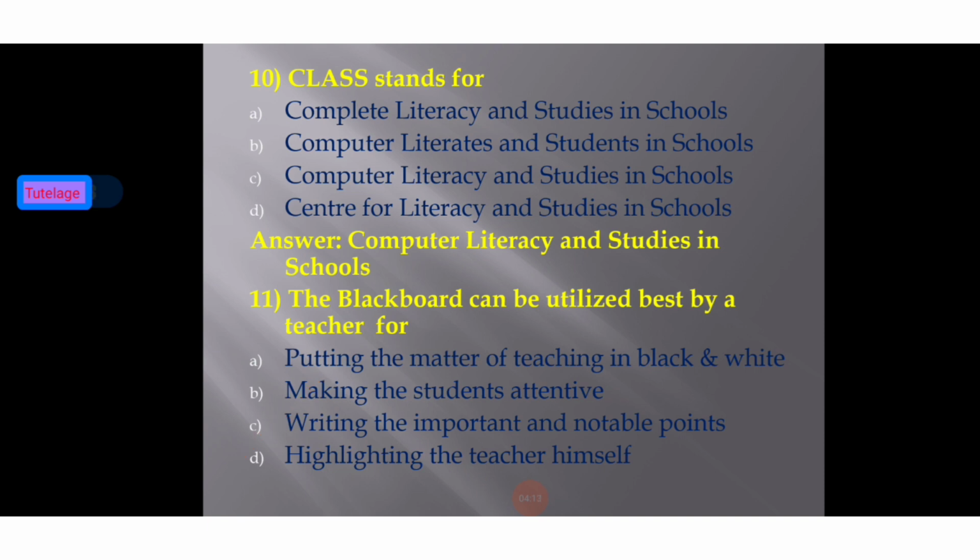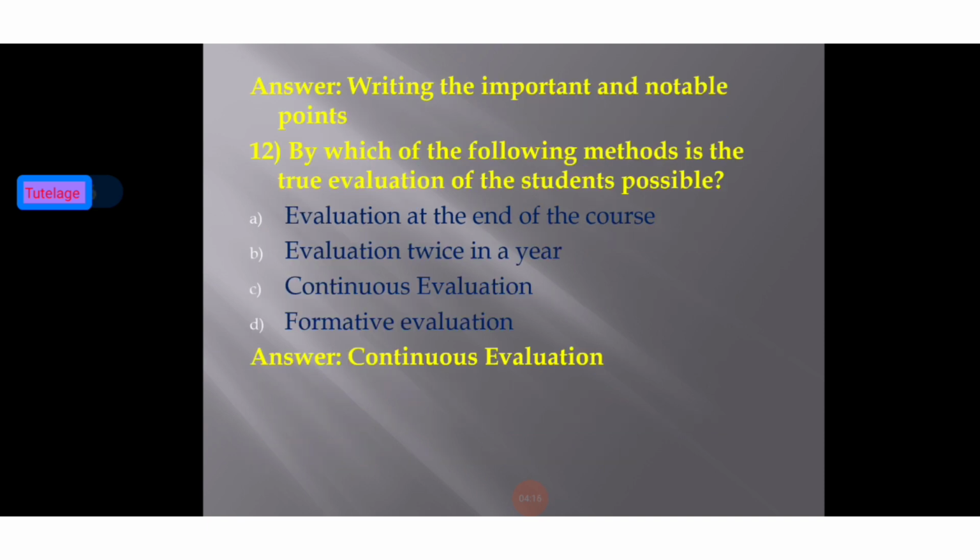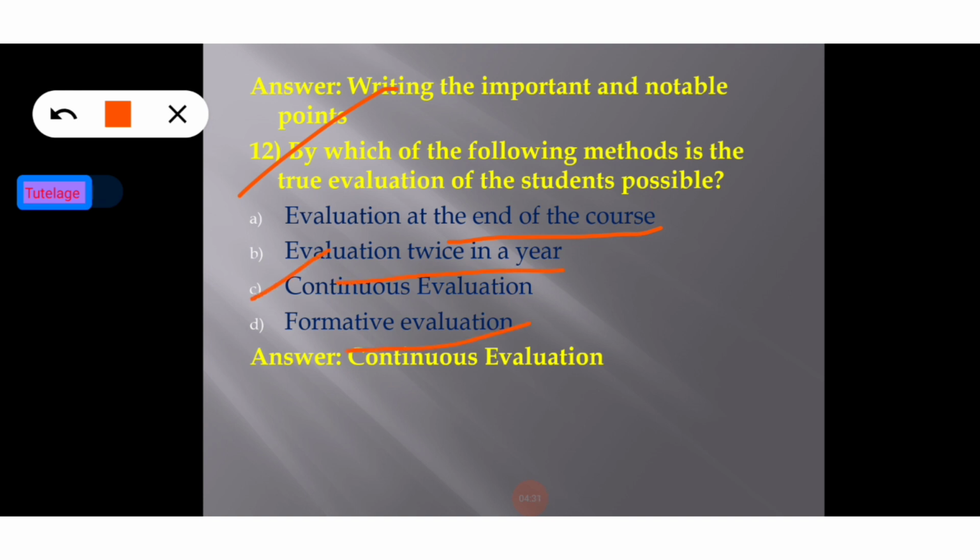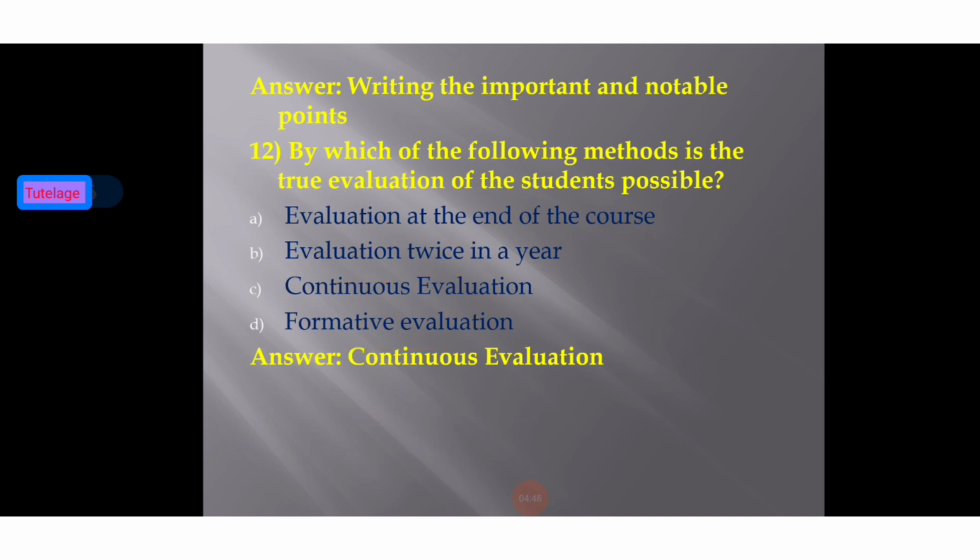And now move on to the last question for this session, that is, by which of the following methods is the true evaluation of the students possible? Evaluation at the end of the course, that means summative evaluation, evaluation twice in a year, continuous evaluation and formative evaluation. So we know continuous evaluation is the true evaluation method of the students possible. Okay, so option number C is the correct answer. I think this is clear.